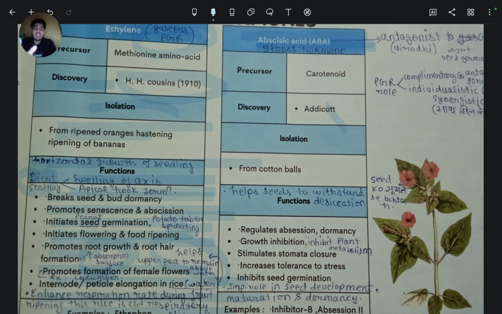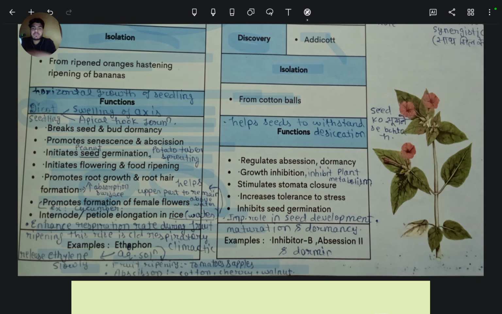Abscisic acid is the stress hormone. It is an antagonist of gibberellic acid with respect to seed germination. It is a precursor of carotenoid. Discovery was by Addicott, with isolation from cotton balls. Its function is to help seeds withstand desiccation, regulate abscission and dormancy, growth inhibition, inhibit plant metabolism, stimulate stomata closure, increase tolerance to stress, and inhibit seed germination. It has an important role in seed development, maturation, and dormancy. Examples: inhibitor B, abscission II, and dormin.